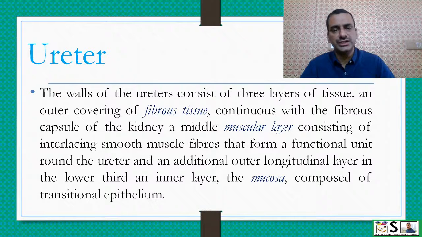The walls of ureter consist of three layers of tissue: an outer covering, that is fibrous tissue, continuous with fibrous capsule of the kidney; a middle muscular layer consisting of interlacing smooth muscle fibers that form functional unit around the ureter, and additional longitudinal fibers in lower one third of the inner layer; and the mucosa, which is composed of transitional epithelium.